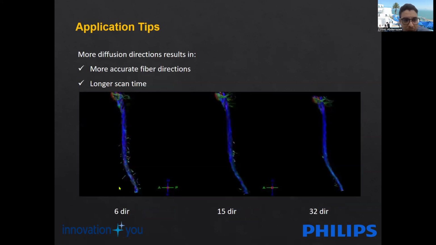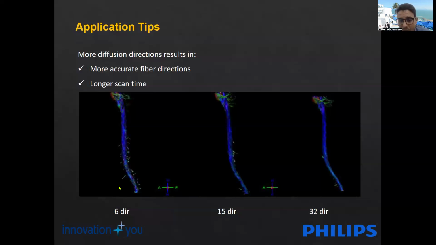Also, in terms of using more diffusion directions, for example 32 instead of six, we can get more accurate fiber direction and a good quality of image, but it's a little bit longer scan. So the advice is, if you have the sensitivity encoding or the parallel imaging, try to use it.